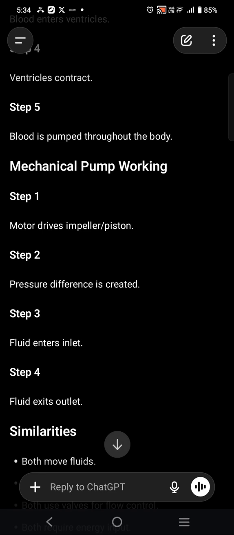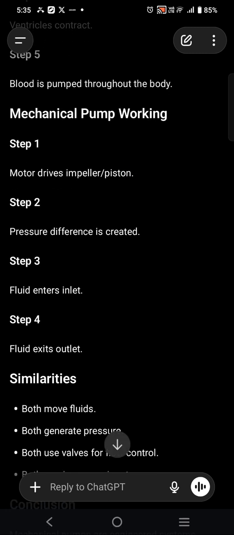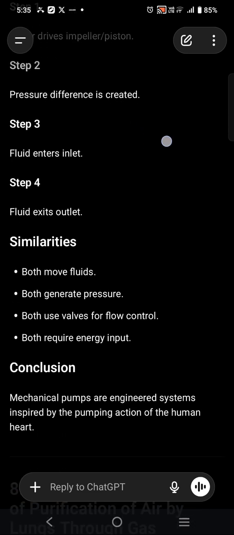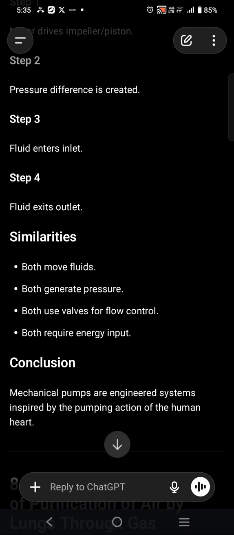Mechanical pump working: motor drives impeller or piston. Pressure difference is created. Fluid enters the inlet, fluid exits the outlet.